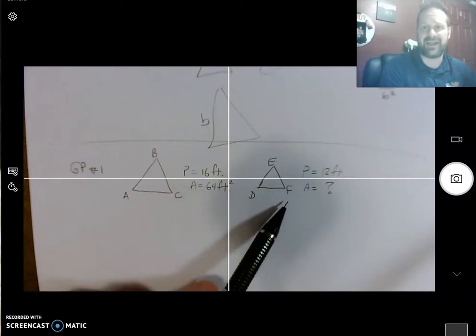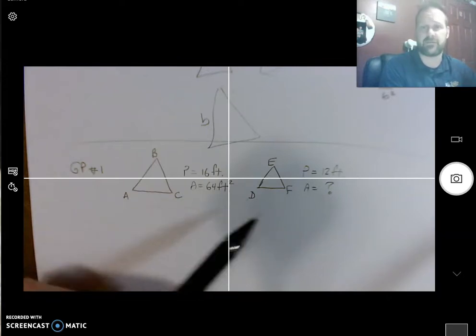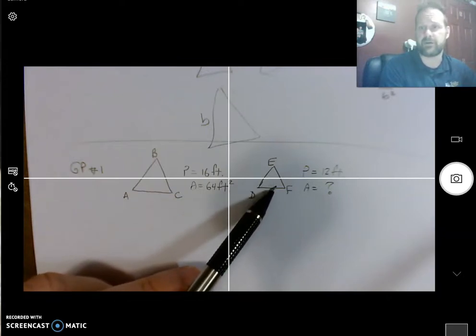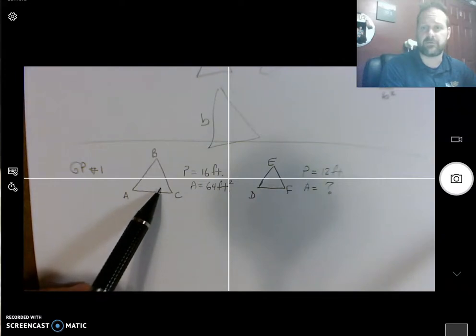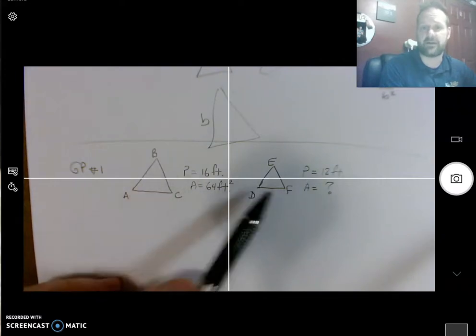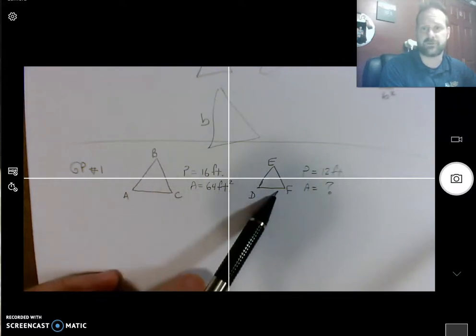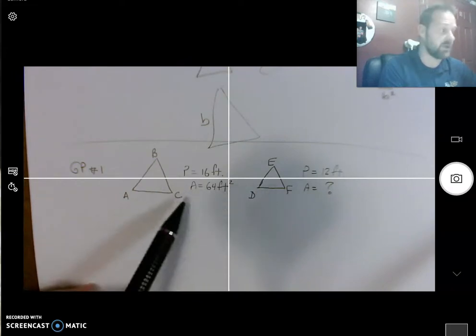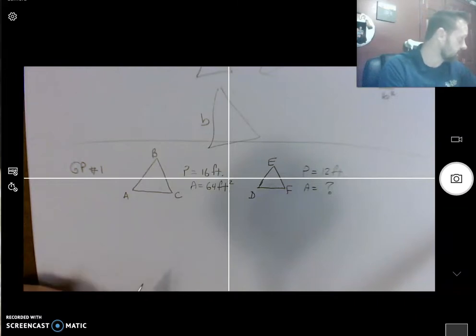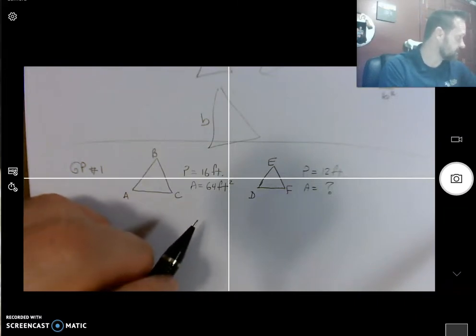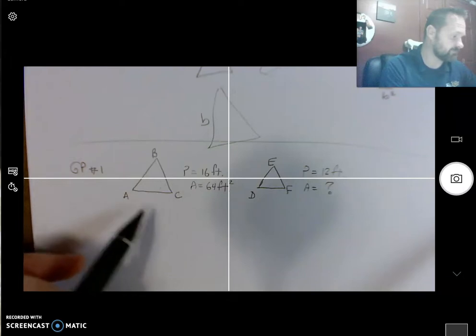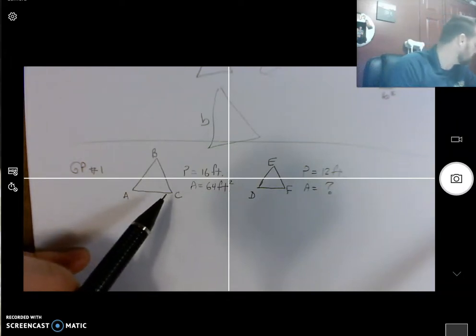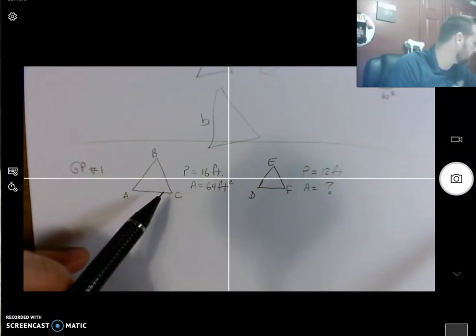Well, I don't have height, I don't have length. How in the world am I going to find the area of this little triangle when all I know is that these two triangles are similar? Well, we could set up a proportion and solve this. So I'm looking at my notes here. Were we provided with any other information?